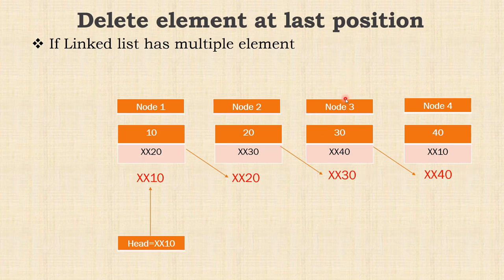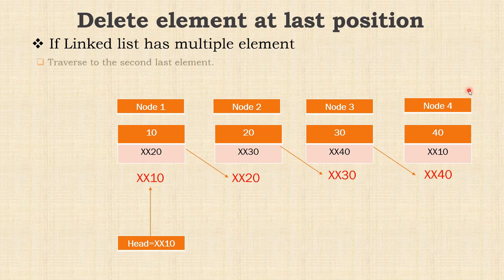So we can find the second last node, which is node 3, and then we can do node 3 dot second last node dot next equal to first. That means the head value you can assign: second last node dot next equal to head. If you do, then this fourth node will be ignored from our CLL. So like this, we can delete an element from the last position.